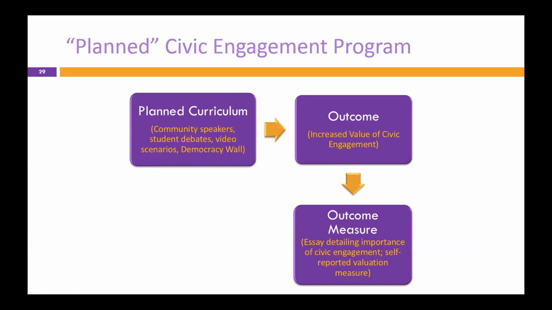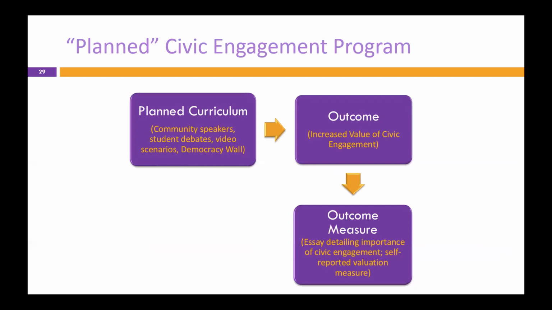All right, now let's talk about higher ed. So let's say one of our outcomes was we want to increase the value of civic engagement. I bring this up because this is a big push on our campus here at JMU, civic competency and civic engagement. So we want students to value civic engagement. So it's not only that they engage in civic activities, they feel it's valuable and they're going to talk about it to other people and get them to engage in it. And how we're going to measure that is two ways. We're going to have them write an essay detailing the importance of civic engagement, and we have a self-report valuation measure.